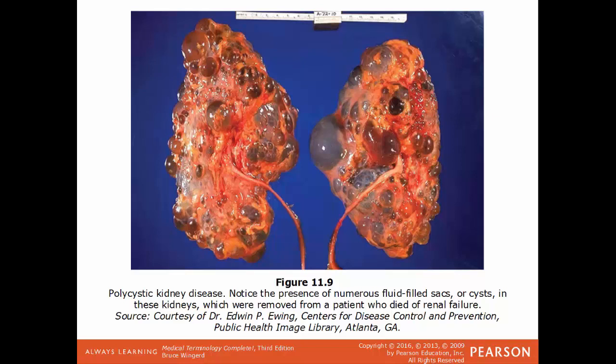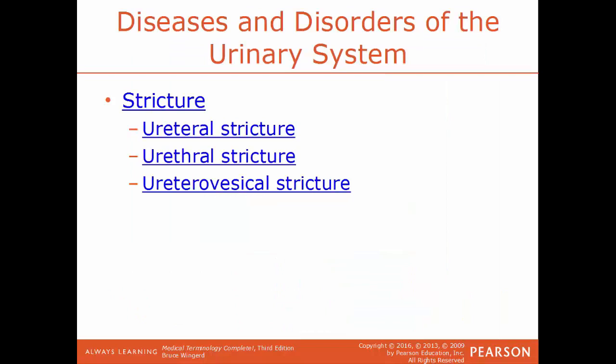So all these are cysts. These are water-filled sacs that will impact the kidney's function. So next term, stricture. This is an abnormal narrowing of a bodily passage, especially a canal or a tube of some kind. And this can be caused by tumors or by inflammation or by scar tissue.